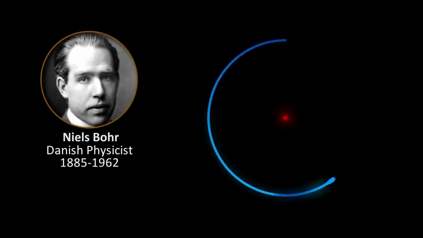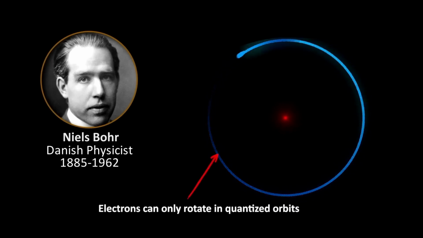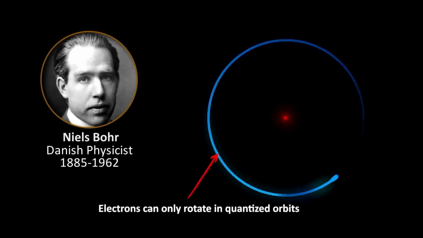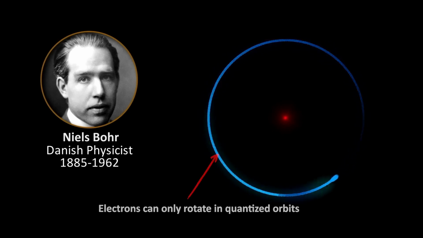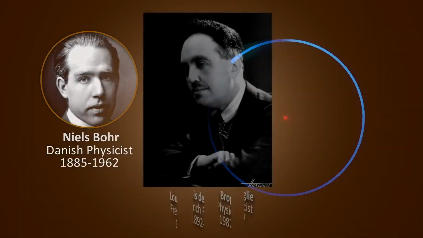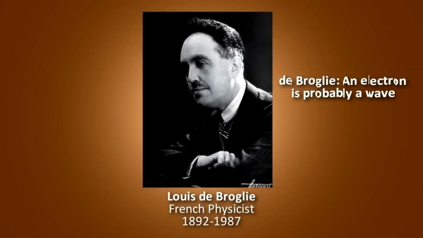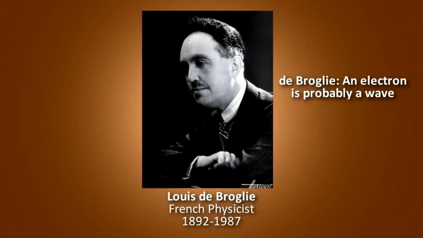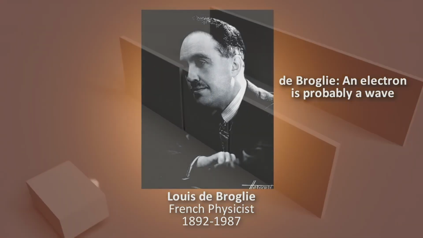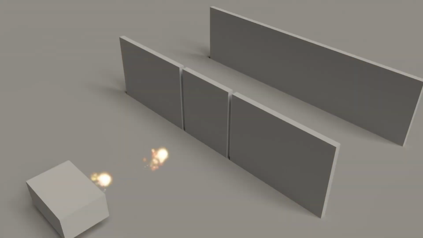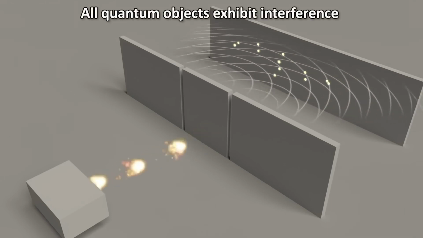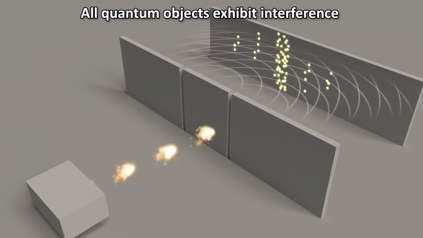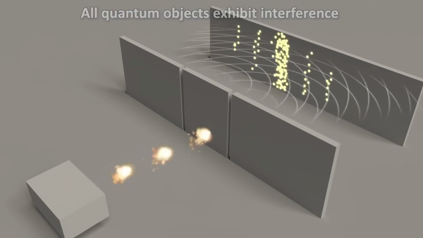Niels Bohr solved this problem by hypothesizing that electrons could exist without radiating energy if they rotated in quantized orbits proportional to Planck's constant. Louis de Broglie later showed that if such quantized orbits exist, then electrons must be waves. Astonishingly, experiments showed that not only electrons but all quantum particles like photons and even atoms exhibit interference, with no exceptions, implying everything else must be waves too.